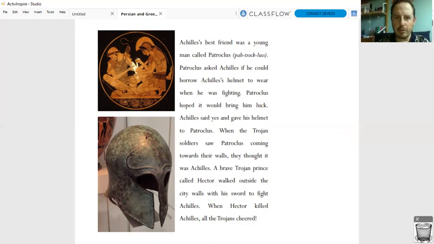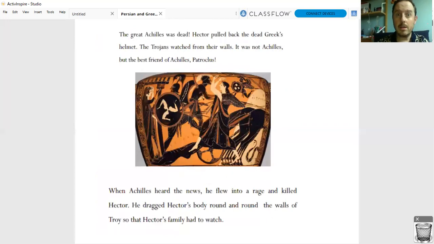Well, when the Trojan soldiers saw Patroclus coming towards their walls, they thought it was Achilles. A brave Trojan prince called Hector walked outside the city walls with his sword to fight Achilles, the best soldier the Greeks ever had. And he won. When Hector killed Achilles, the Trojans cheered. They were so happy. But it wasn't Achilles. When he took off the helmet from the Greek soldier's face, the Trojans watched from their walls. It was Patroclus, Achilles' best friend.